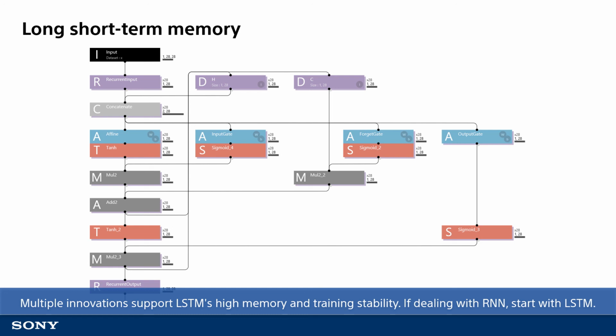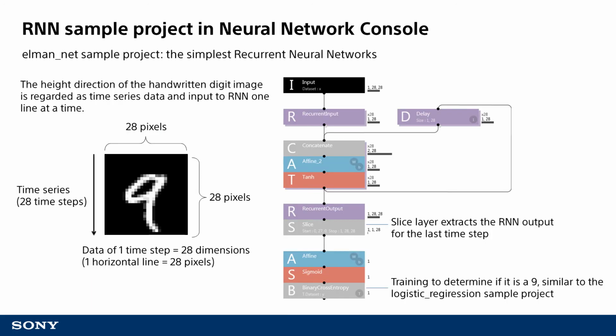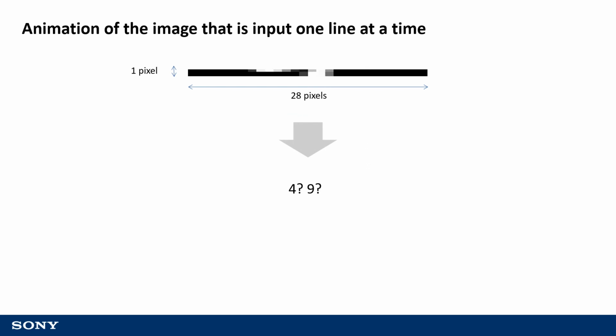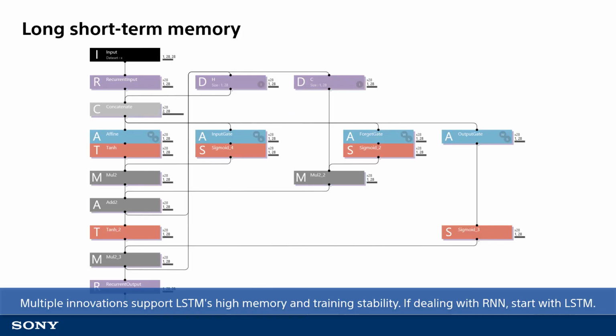The RNN sample project using the Neural Network console is a sample of guessing handwritten numbers by inputting MNIST handwritten digit images one line at a time from the top as if they were time series data. Intuitively, you are shown the image one line at a time as shown here, and you are solving the problem of guessing what number it is. For those who are interested in it, please run it and check its performance yourself.